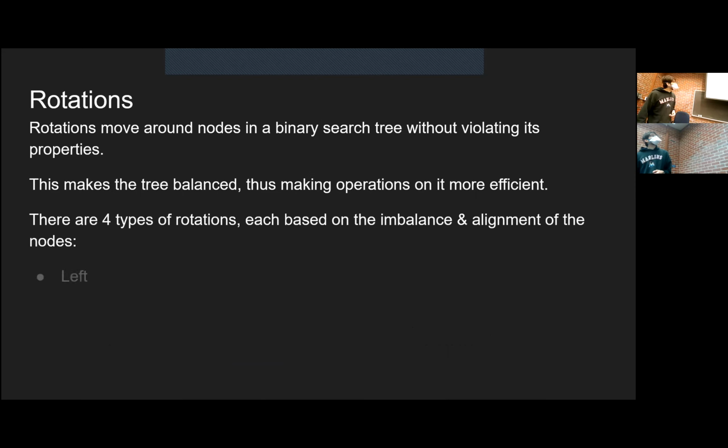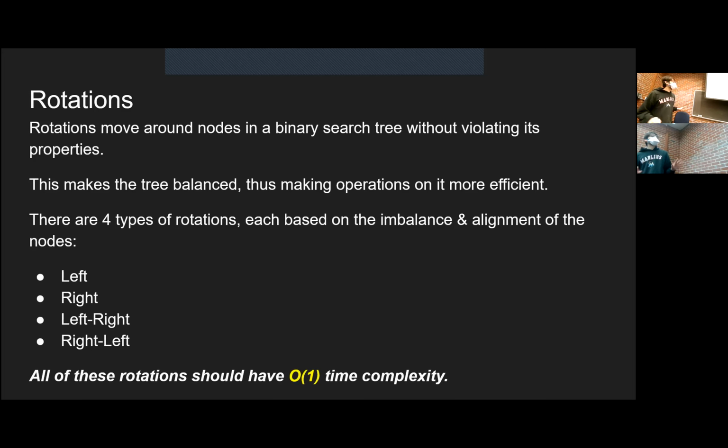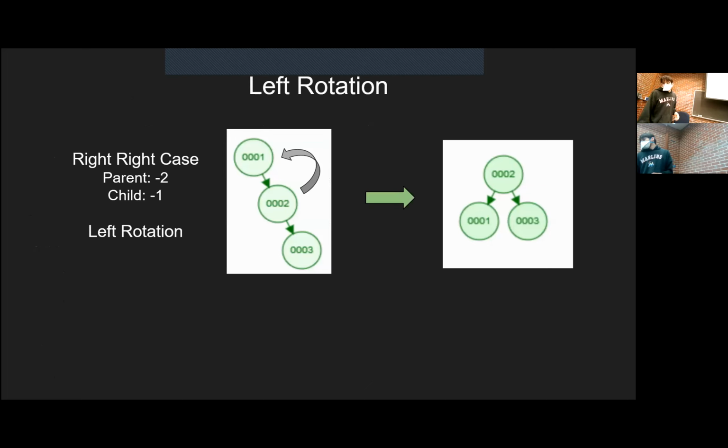There are 4 types of rotations based on the type of imbalance. We have left, we have right, left-right, and right-left. Those are the 4 types of rotation. And all of these should take O(1) time, which is really nice, because performing one rotation in a balanced binary search tree just takes O(1) time. So after an insertion, it only takes O(1) time to fix the tree. We'll mention deletion later, but that's not so important, especially for your project, because you only have to rotate on insertion.